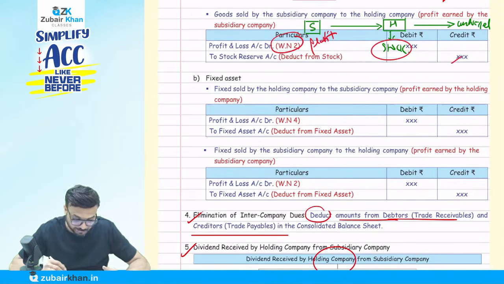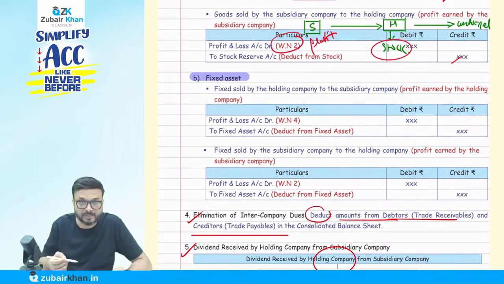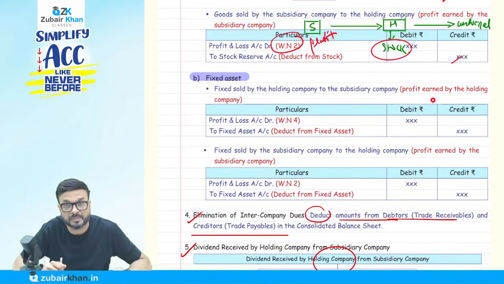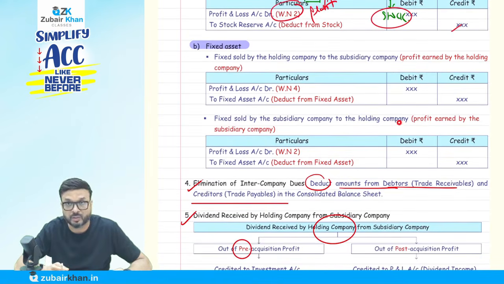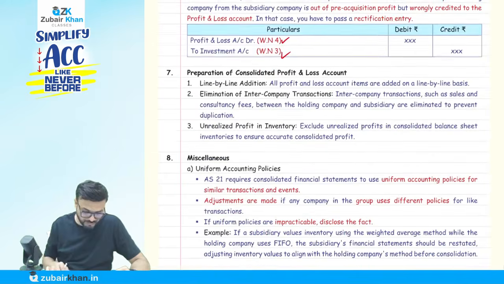Now, one more thing is the fixed asset. Suppose the fixed asset is sold by the holding company to the subsidiary company. There's a profit component in that, so we'll reduce the fixed asset by that profit, and if the profit was made by the holding company, it goes to working note 4, same as before. Now if a fixed asset is sold by the subsidiary to the holding company, again we'll reduce the fixed asset, but who made the profit? The subsidiary company, so it will come in working note 2. Generally this is not so common, but still you have to remember it. We have discussed this point already.